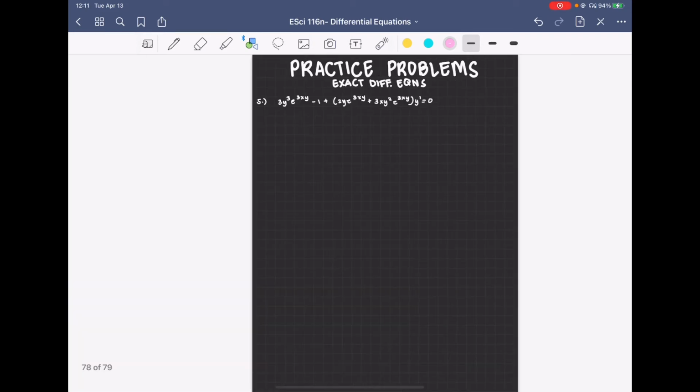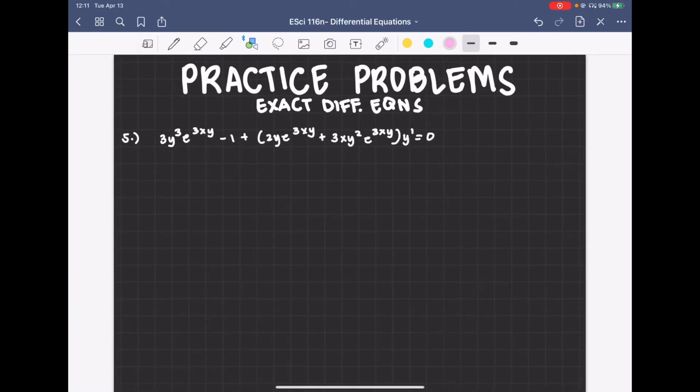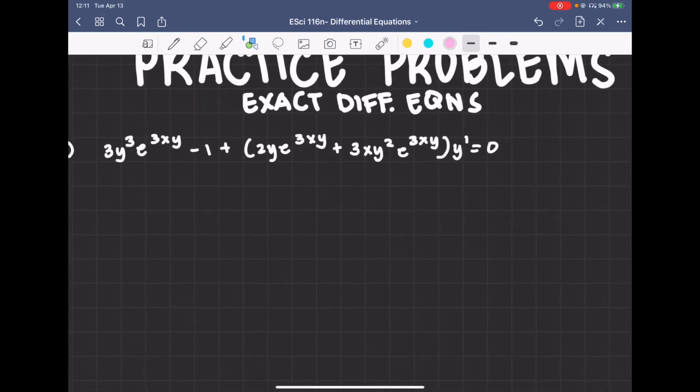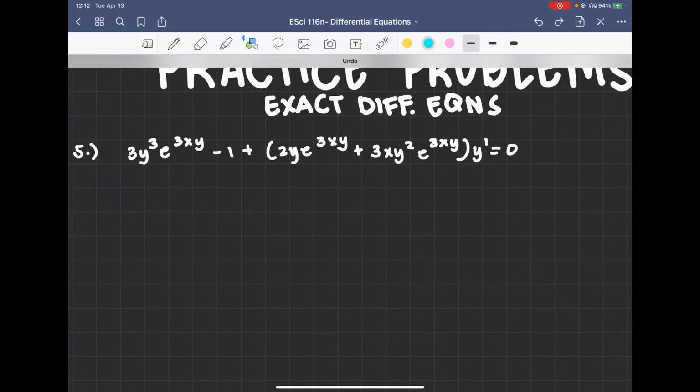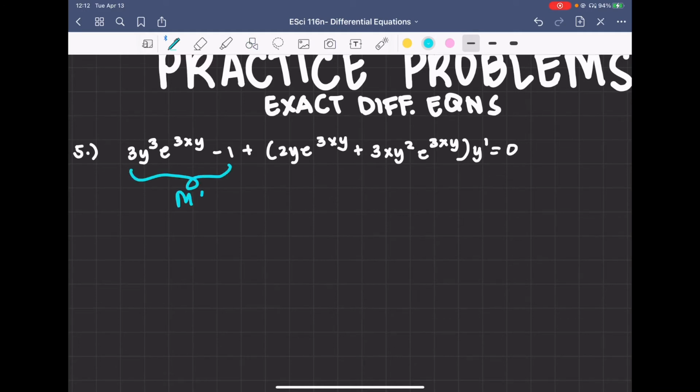Now moving on to our last example for practice problems using exact differential equation. So we have here 3y cubed times e to the 3xy minus 1 plus 2y times e raised to the power of 3xy plus 3xy squared times e to the 3xy times y prime. Now this is our m, and this here is our n.